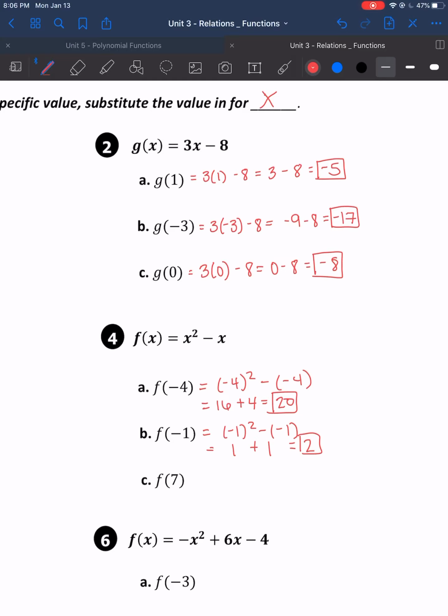And then I want to find f of 7. So I'm going to plug in 7 for x in both places. So I have 7 squared minus, I'm going to put the 7 in parentheses, so 7 squared minus 7. 7 squared is 49, and 49 minus 7 is 42.